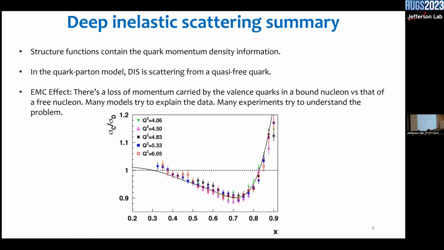And then lastly, of course, we have the EMC effect, which is simply the loss of momentum carried by the valence quarks in the bound nucleons relative to a free nucleon. That was measured by comparing the F2 structure functions for a heavy nucleus relative to deuterium, or it could also be just a ratio of the cross-sections. So we see this huge dip in the region 0.3 to 0.7, where we know that we're dominated by the valence quarks.